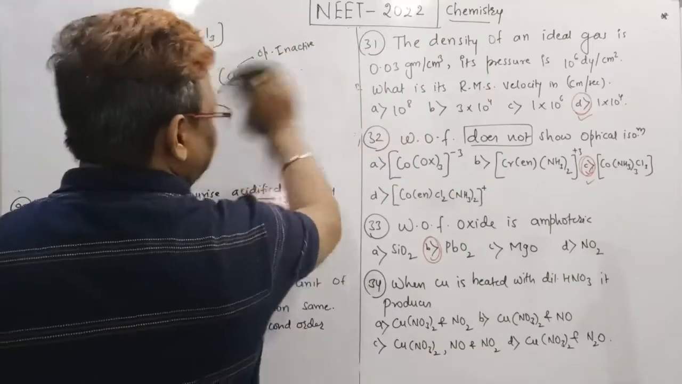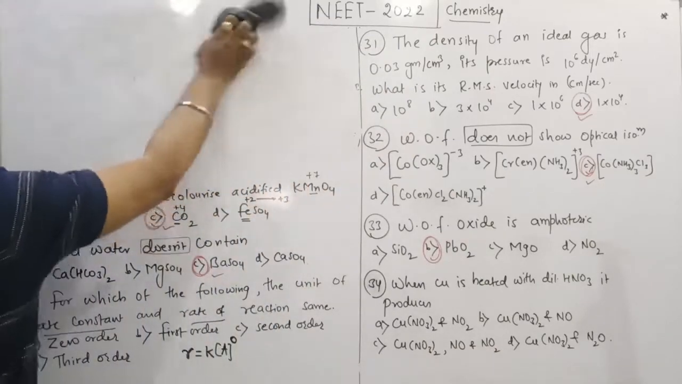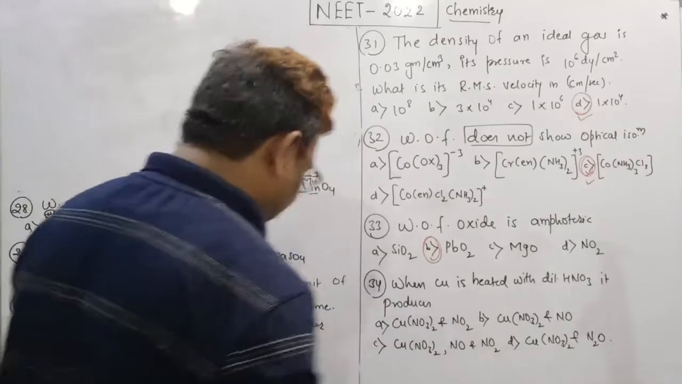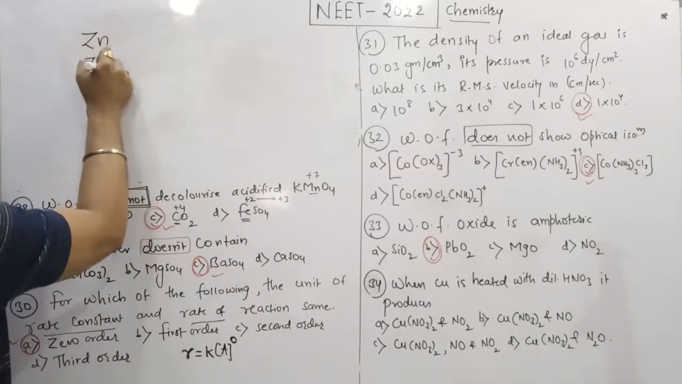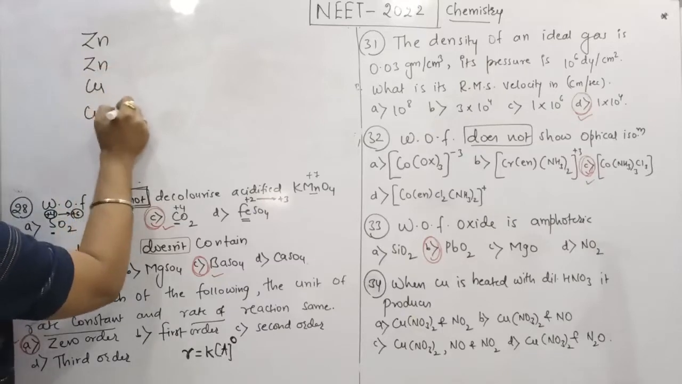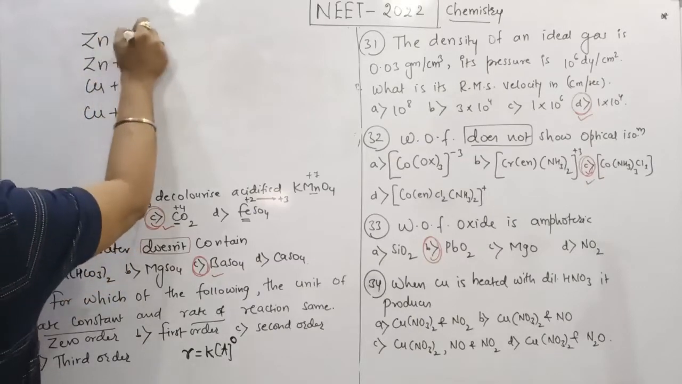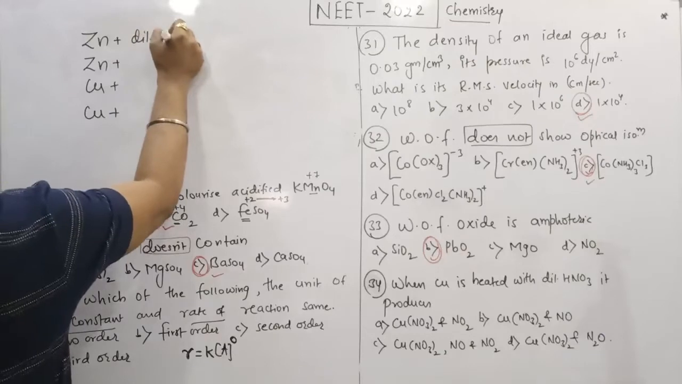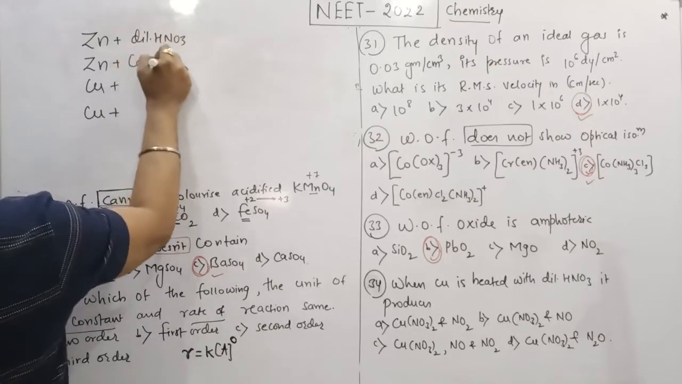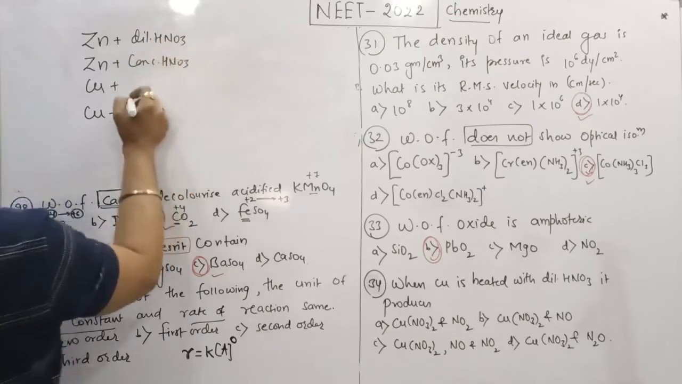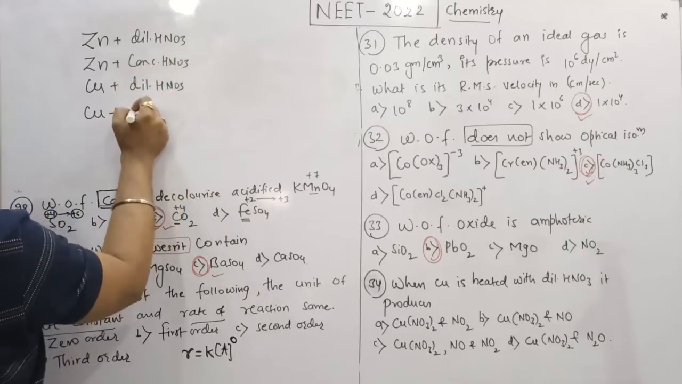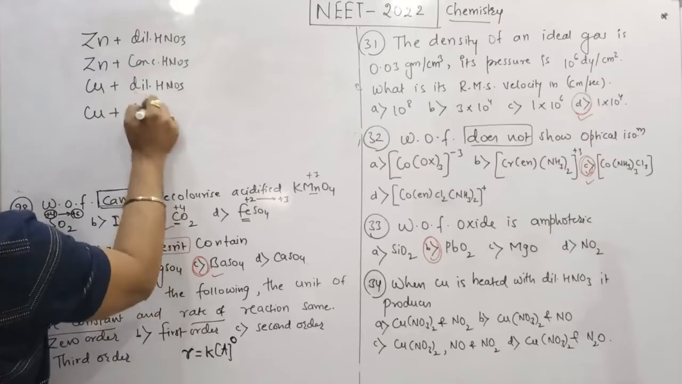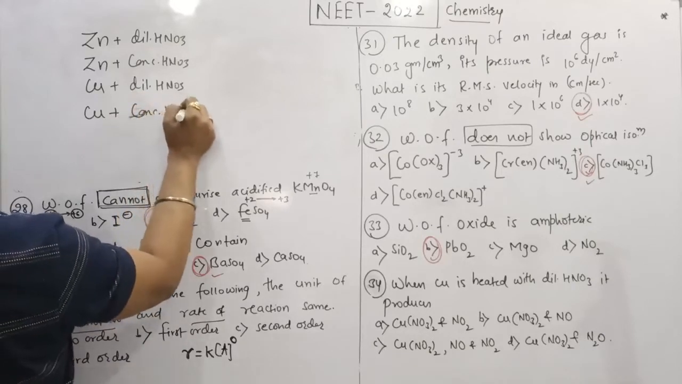See beta, this is the kind of thing you have to remember in this way. Suppose we are having a metal called zinc, or a copper. See beta, if it is zinc with dilute nitric acid, what does it give? Zinc with concentrated nitric acid, what does it give? Copper with dilute nitric acid, what does it give, and copper with concentrated nitric acid, what does it give?